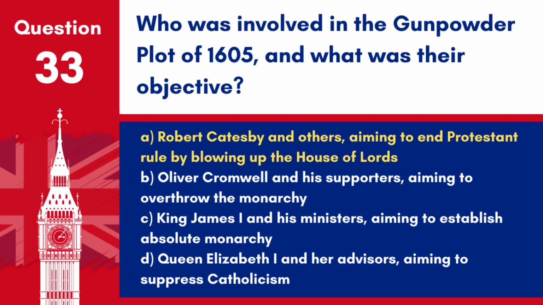Answer: A. Robert Catesby and others, aiming to end Protestant rule by blowing up the House of Lords. The Gunpowder Plot of 1605 was orchestrated by a group of Catholic conspirators, including Robert Catesby, who planned to assassinate King James I and the Protestant aristocracy by blowing up the House of Lords during the state opening of Parliament.